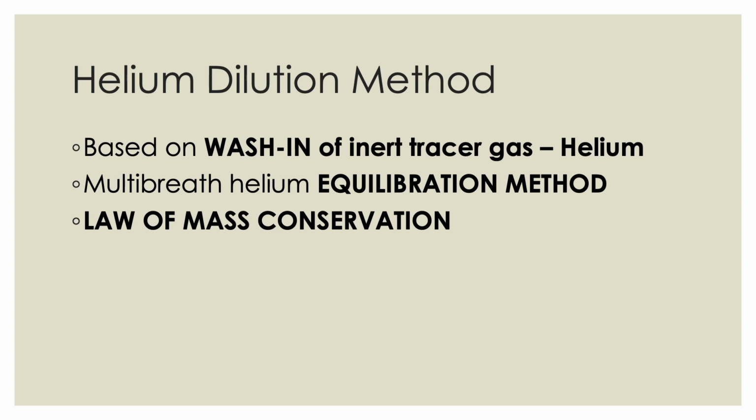Now the name suggests there is a dilution. So there is actually a wash in of an inert tracer gas, which is helium in this case, which can also be argon, such a gas that we can easily detect through our analyzers. What we are essentially doing is diluting it in the patient's system, in the lungs of the patient. We already know the volume of the gas we are putting in. We already know the concentration of the gas we're putting in.